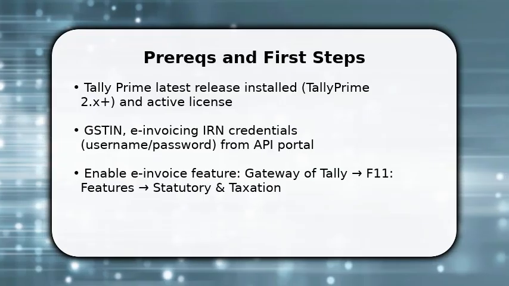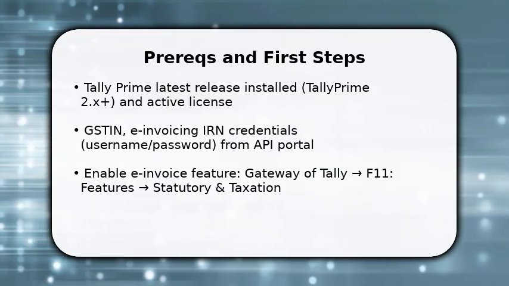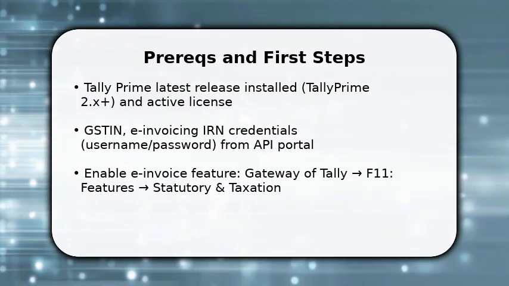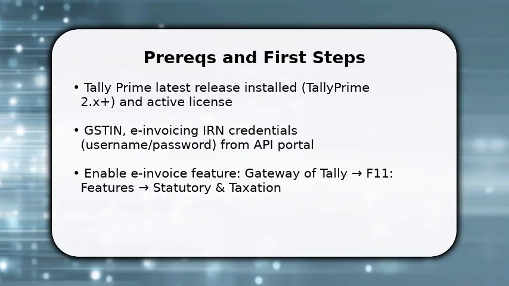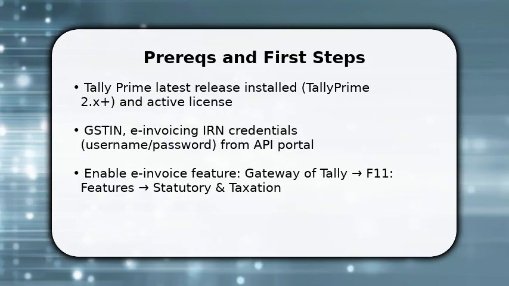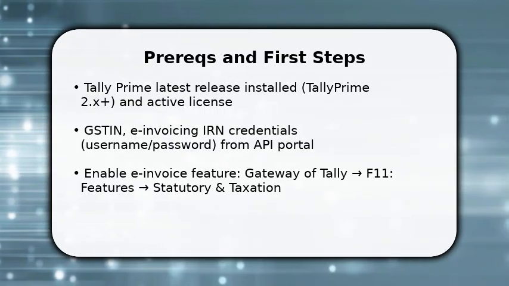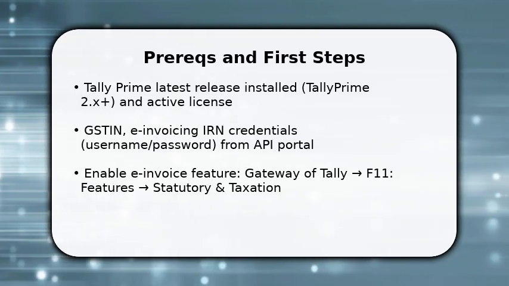You start by confirming prerequisites, Tally Prime updated, and your GSTN and IRN API credentials ready. Once done, open Gateway of Tally and press F11 to enter features. You enable statutory and taxation and turn on e-invoicing.